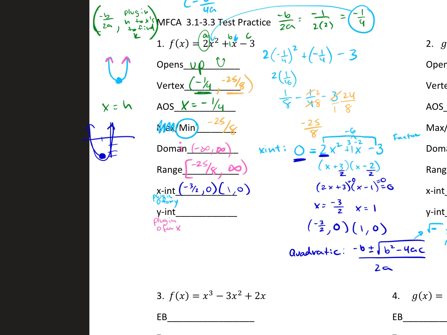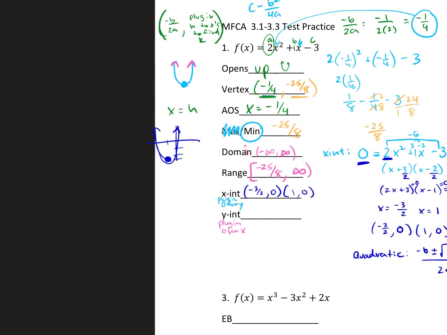How do we know if it's not touching the x? Let's say, just as an example, if our point for our vertex was here, and if A was negative and our graph opened down, then it doesn't touch the x-axis. Oh, okay. So you can do like a rough sketch of your graph.